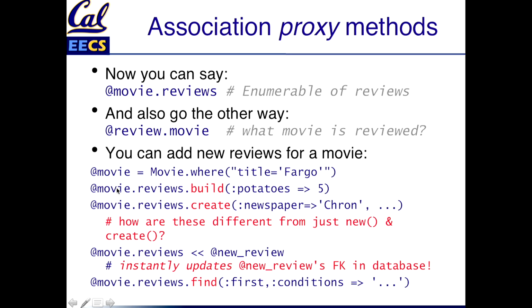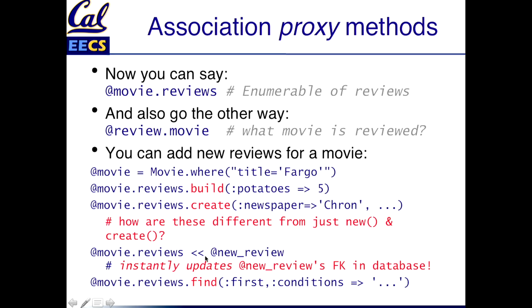So the difference between creating a brand new review out of the blue, like I was going to do on the command line, versus doing it this way, is that build and create ensure that the primary key of the owning object gets correctly set as the foreign key in the object that's being created. So that's why they're different from new and create. You can also use the shovel operator, which is like appending to the end of an array. This presumes that new_review is a review object that you've created, and the shovel operator, because it knows what collection it's being added onto, will again correctly set the foreign key in the newly created object.